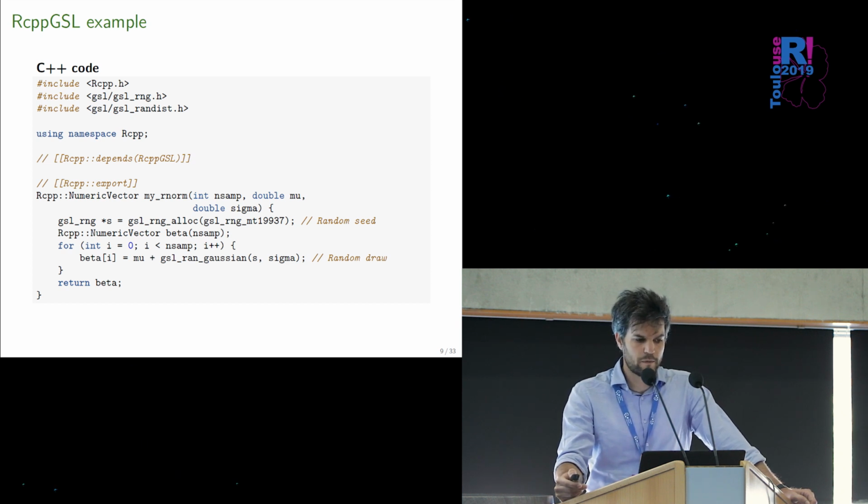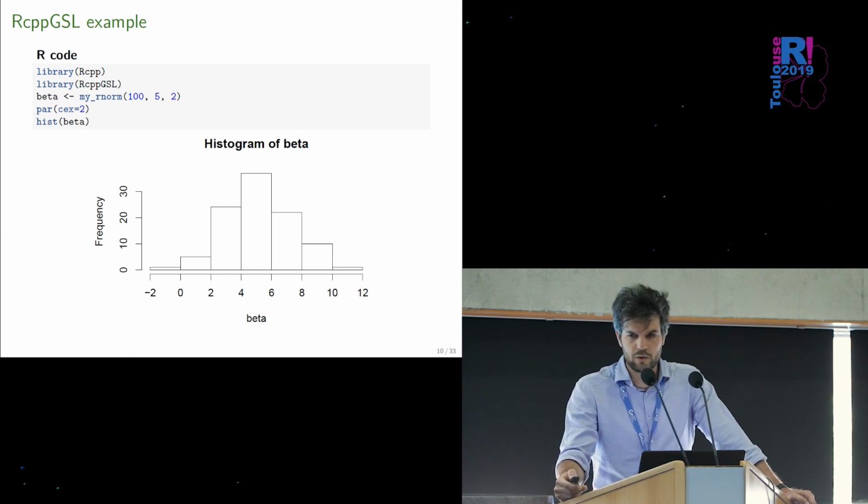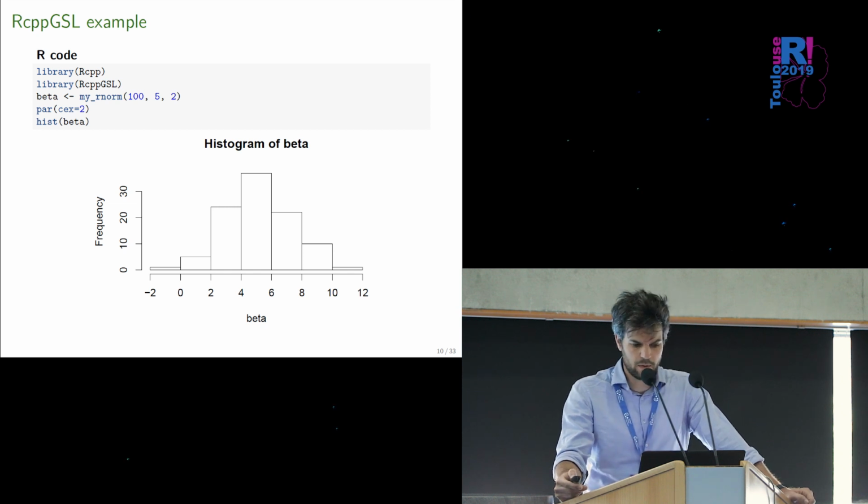So this is an example of RcppGSL code. In your C++ code, you just have to include the Rcpp headers and the GSL headers. And then you can use the GSL functions to randomly sample numbers, for example gsl_ran_gaussian in this example. And then you can use your homemade random number distribution, here a normal distribution, in your R session.